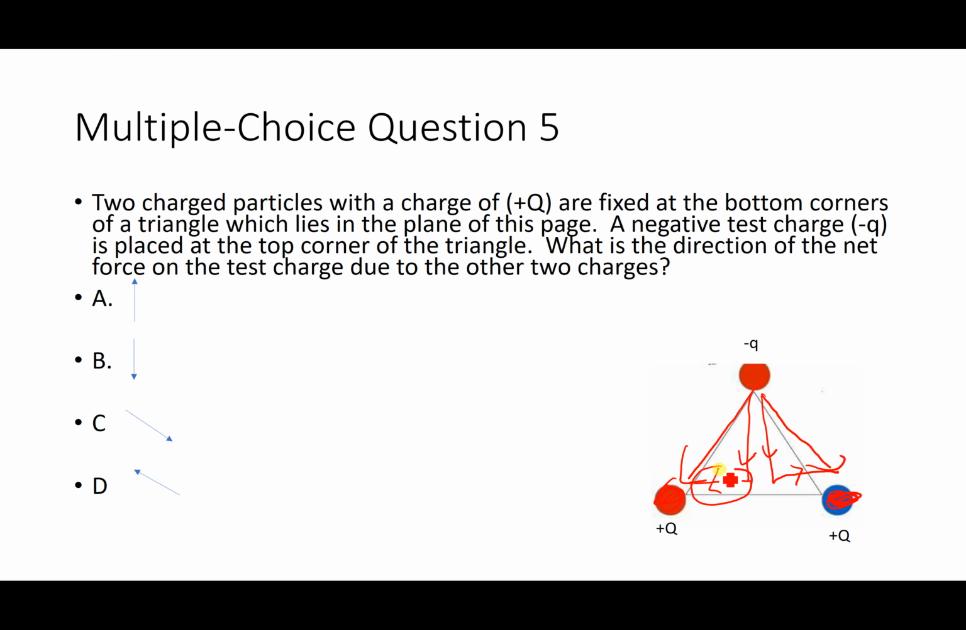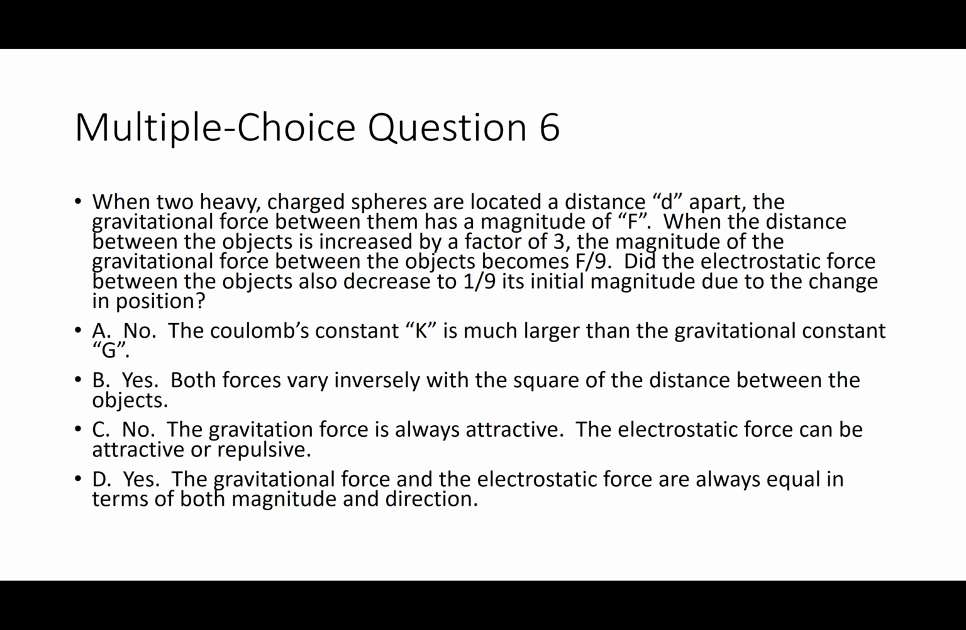This left component here and the right component here are equal in size but opposite in direction. They cancel out. These 2 down components actually add together and double the downward force. Point being, the net force acting on negative Q is going to be downward. It's going to be attracted to the positive charges, and that's answer B. All right, moving on to 6.